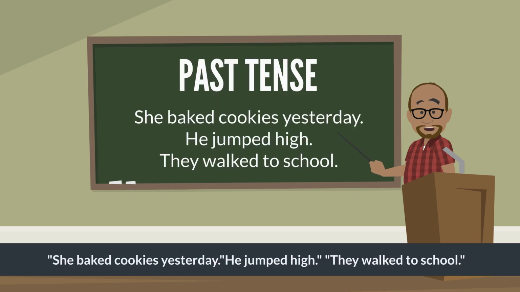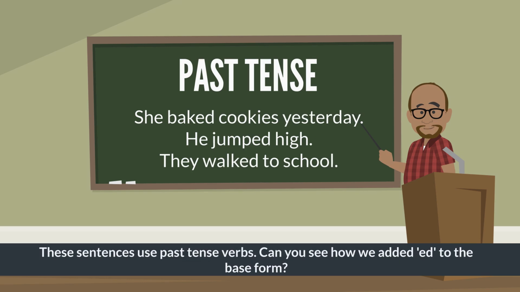Now look at the examples. She baked cookies yesterday, he jumped high, they walked to school. These sentences use past tense verbs. Can you see how we added ed to the base form?